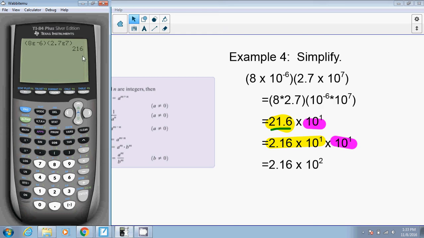Notice it doesn't give us our answer in scientific notation, but we do have 216. If you want, you can change this back to scientific notation, which will give you the exact same answer as what we have here. So 216 is the same thing as 2.16 times 10 to the second, but most of the time when your problem is given in scientific notation, they want your answer in scientific notation.